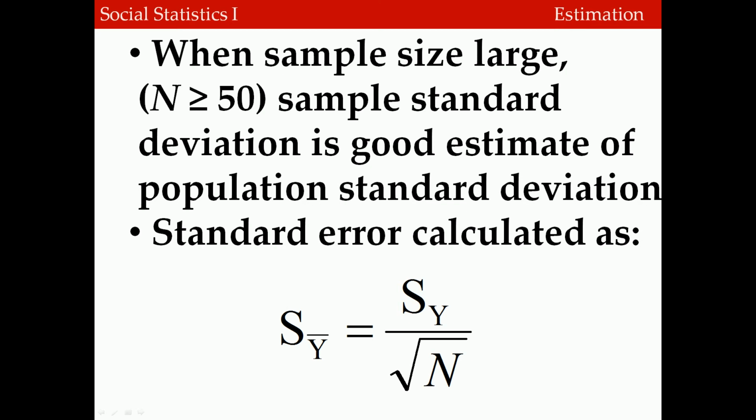Assuming that the sample size is large enough, that is, we have a sample size of at least 50 cases, the sample standard deviation is a good estimate of the population standard deviation. So we can calculate the estimated standard error, S sub y bar, by using the sample standard deviation, S sub y, in the numerator, and using the same value in the denominator, the square root of n, to get the estimated standard error.